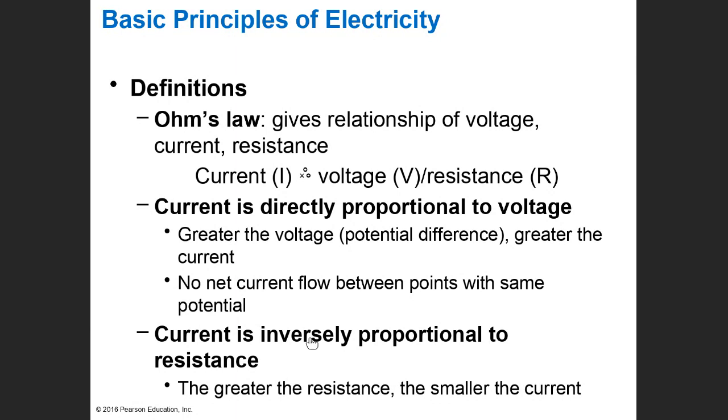Current, however, is inversely proportional to resistance. This should also make sense, and I mentioned it on the last slide. The greater resistance you have, and remember, resistance is going to hinder ion flow, so if you have a high resistance, you're going to have a smaller current. They're inversely proportional. So you should definitely know how these variables relate to each other in this equation.